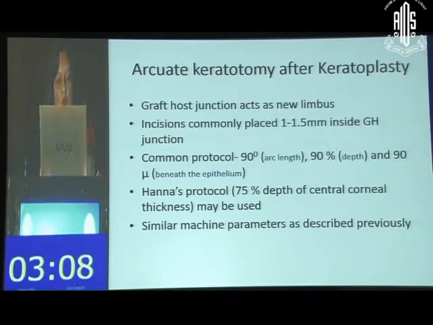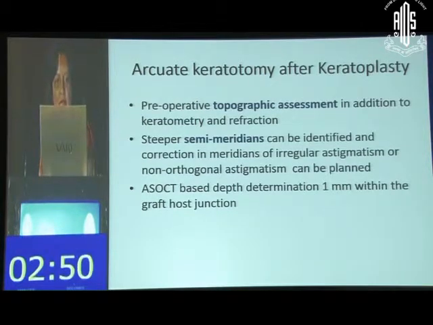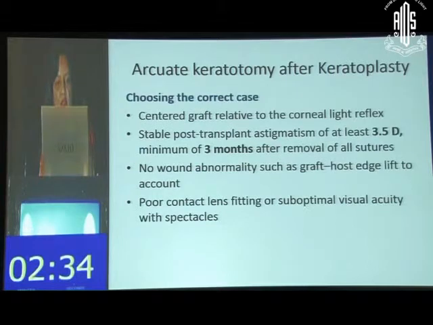The common protocol is that you take a 90 degrees arc length, 90 degrees depth, and 90 microns beneath the epithelium. And the Hanna's protocol is followed, that is 75% depth of the central corneal thickness is used, and the machine parameters are similar to as was previously described. Now, preoperatively, you have to do topography to assess the keratometry and the refraction, and the steeper semimeridians are identified, and correction in the meridians of irregular astigmatism is done, and again ASOCT based depth determinations can be done within the graft host junction.